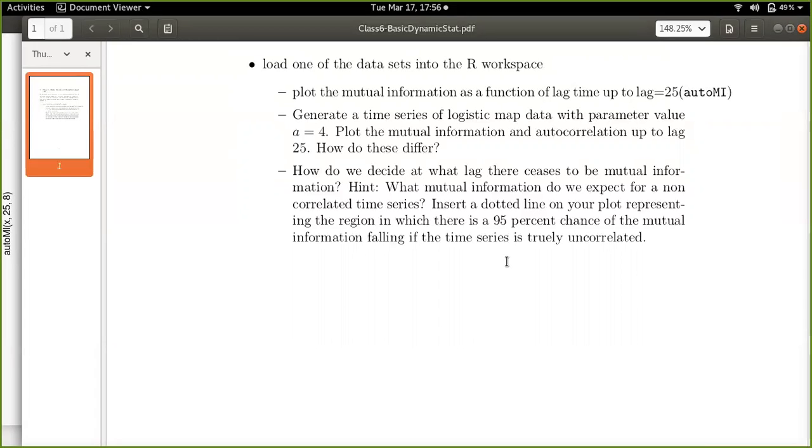Do it again. Keep doing this over and over again. And then this gives you a distribution of what the auto mutual information would look like if there were no dependency in the time series. You're working out what levels of auto mutual information you expect just by chance, in a case in which there's no dependency, and then you can find the 95% level, and then put that as a dotted line on your plot. Okay, so that's just one way of doing that.